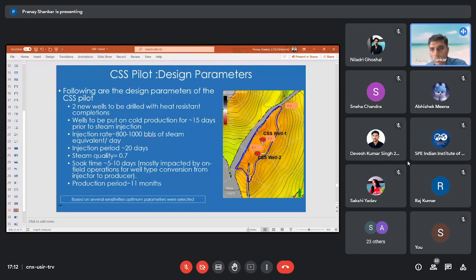So these are the two wells that we decided to drill. And the plan was to first produce these wells on cold production, means just natural depletion, for 15 days. And then we will inject steam at 800 to 1000 barrels per day. And then we inject it for 20 days. And then we soak, the soaking time for 5 to 10 days, and again produce back for 10 to 11 months. That was the whole CSS pilot.